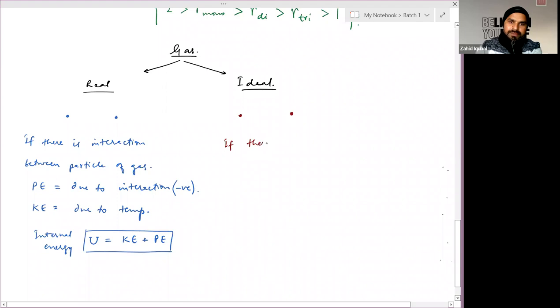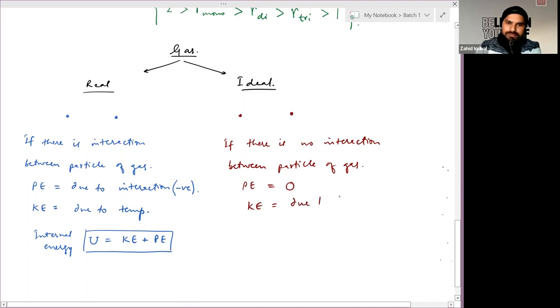If there is no interaction between particles of gas, it means potential energy will be zero. It will have only kinetic energy due to temperature. So total energy will be just equal to the kinetic energy due to temperature. This gas is called an ideal gas.